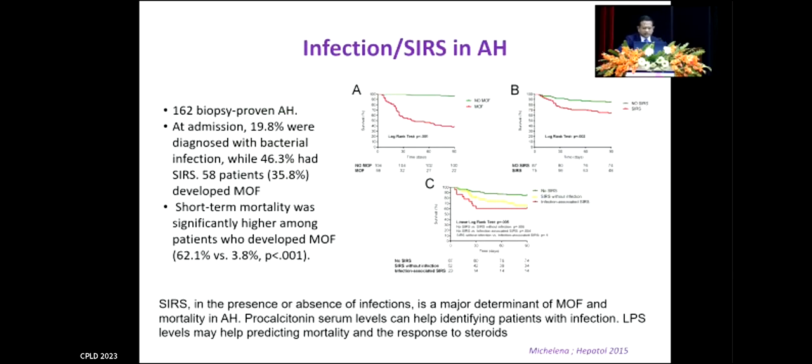Another study which was published in Hepatology in 2015, 160 patients, 20% had infection at admission, 46% had SIRS, and 35% had multi-organ failure. And if you look at the table, the last one below, the patients with no SIRS had the best prognosis. Patients with SIRS without infection had intermediate, and those who had SIRS with infection had the worst prognosis in patients with alcoholic hepatitis.